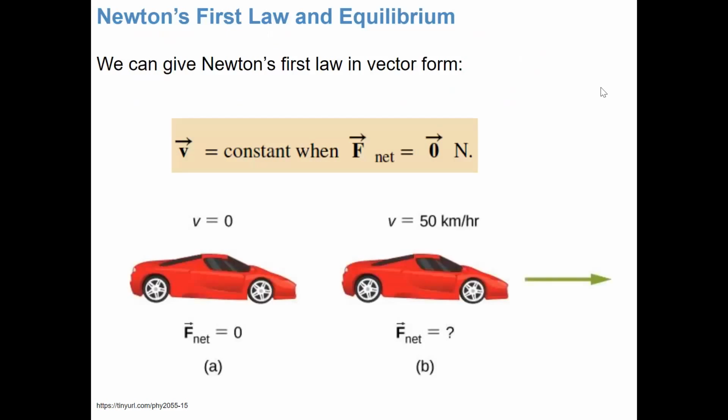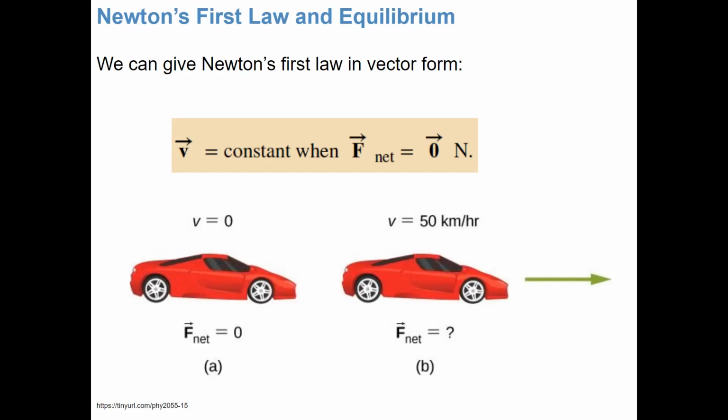All right. So if we put it into an equation, this is basically what Newton's first law of motion says. Velocity equals a constant when the net force is equal to 0, or no net force on the object. So either it's not moving at all, so its velocity is constant at 0, or it's moving with a constant speed in a line, say 50 kilometers per hour. So if velocity is constant, then the net force should be 0.